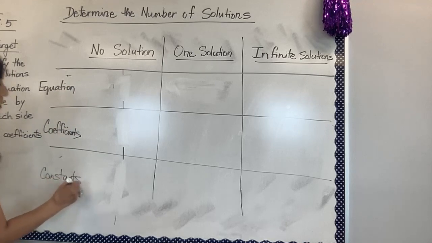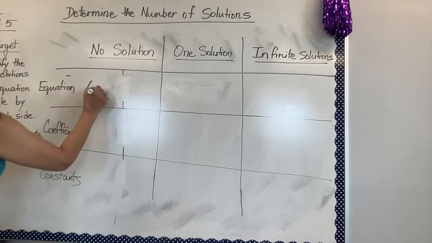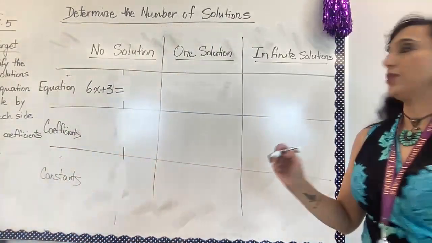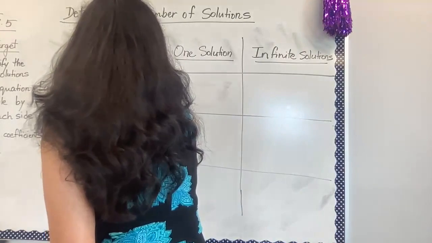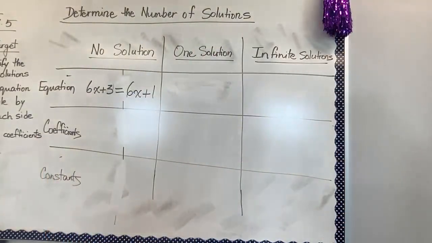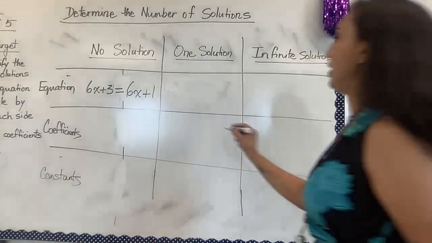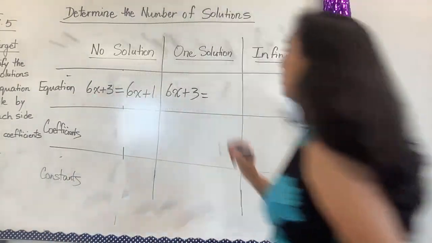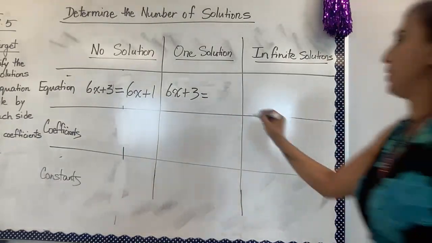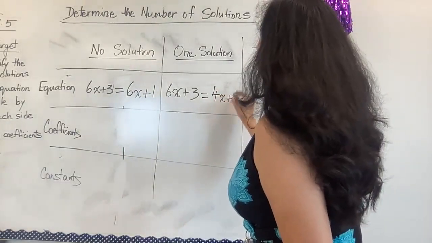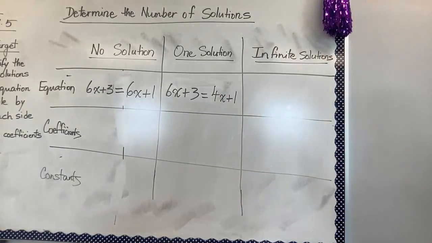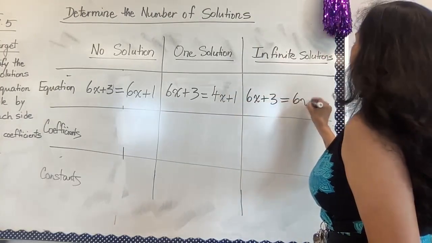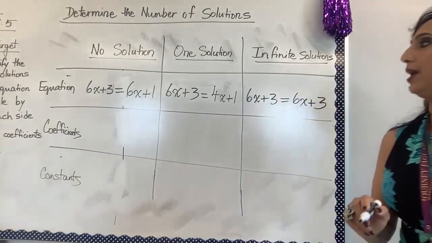Okay, so 6x plus 3 is equal to 6x plus 1. I'm just writing three different equations, okay? And then I have 6x plus 3 is equal to 4x plus 1. And then I have 6x plus 3 is equal to 6x plus 3.